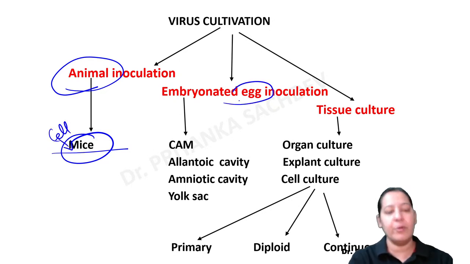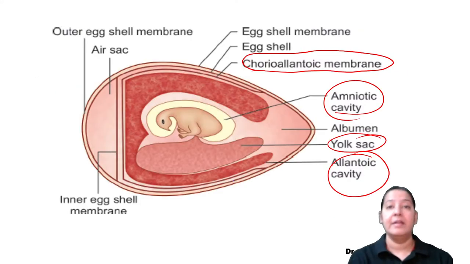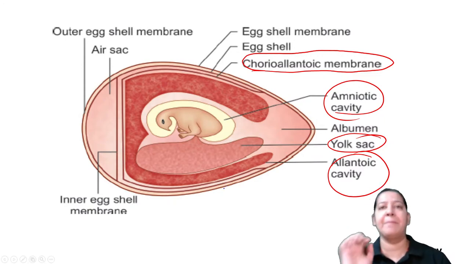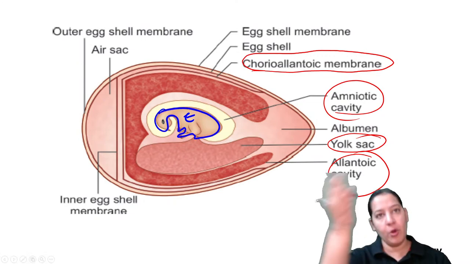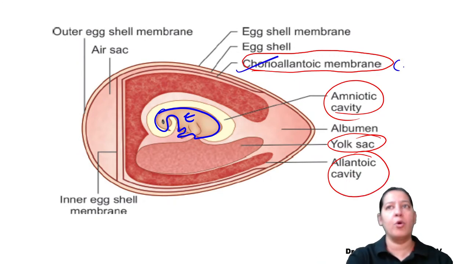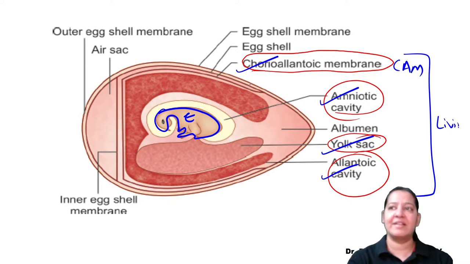The second is embryonated egg, hen's egg. We already saw this is hen's egg, the egg which we eat at our home, right? It contains an embryo. Can you see? This one is the embryo, the chick. It will form the chicken. So this is the embryo inside the egg. And there are four layers. From outer to inner, it is CAM, chorioallantoic membrane, allantoic cavity, amniotic cavity, and yolk sac. These are the four layers, the four membranes, the four cavities. All of these cavities contain living cells.